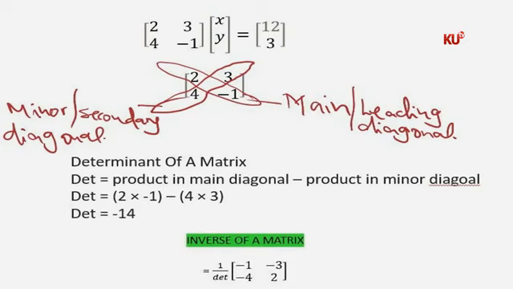So in order to get the determinant of the matrix, I'm going to take the product of the values in the main diagonal, that is 2 times -1, minus the product of elements in the minor diagonal, that is 4 times 3. What is 2 times -1, learners? If you take 2 times -1, the answer should be -2. Then we ask ourselves again, what is 4 times 3? Confirm in your calculators, dear learners, 4 times 3. Wonderful. 4 times 3 is 12.